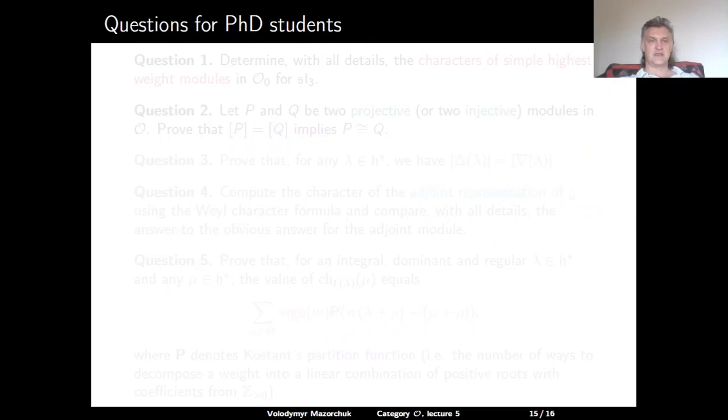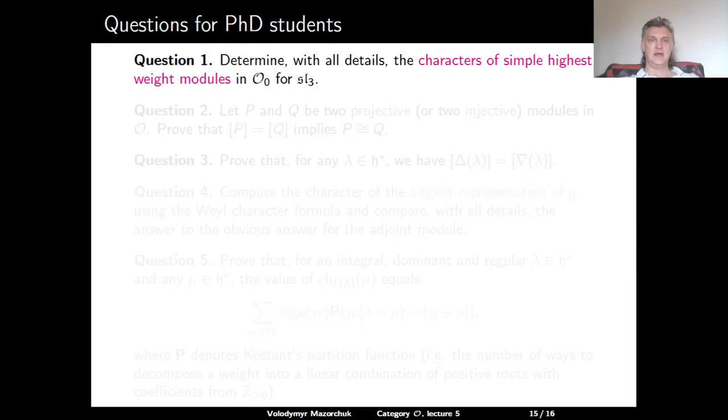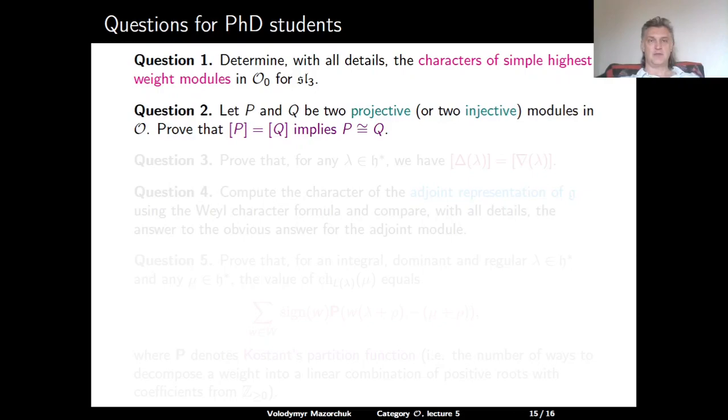So let's finish with a number of questions for PhD students. Question number 1, determine with all details the characters of simple highest weight modules in the regular block of category O for SL3. Question number 2, let P and Q be two projective or two injective modules in category O. Prove that these two modules are isomorphic if and only if their images in the Grothendieck group of O are the same.